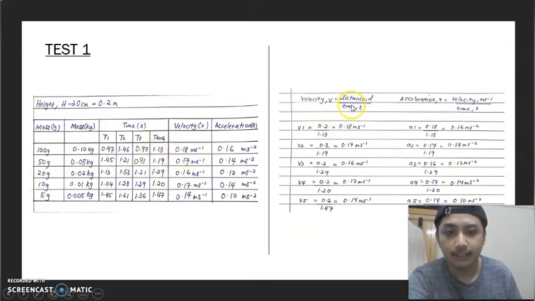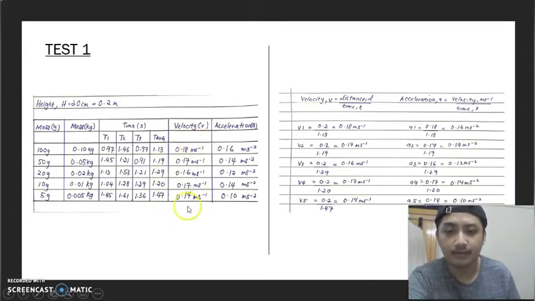So distance over time is the average time. So we're going to fill up our result table based on each mass of the M1. For velocity, the first one, 100 gram, is 0.18, and the second one, 50, is 0.17. 20 gram is 0.16. 10 gram is 0.17. 5 gram is 0.14.